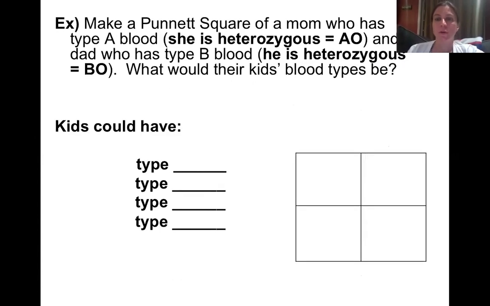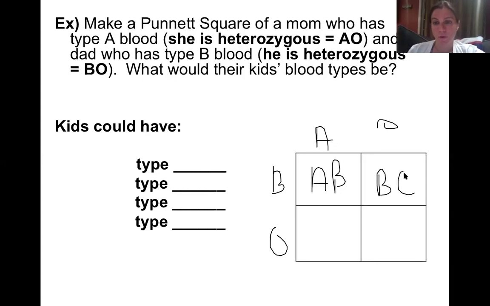Okay, so here we go. Make a Punnett square of a mom who is heterozygous and a dad who is heterozygous. So mom is heterozygous, so AO. Dad is heterozygous, BO. So we've got AB, BO, AO, and OO. So once again, very interesting.